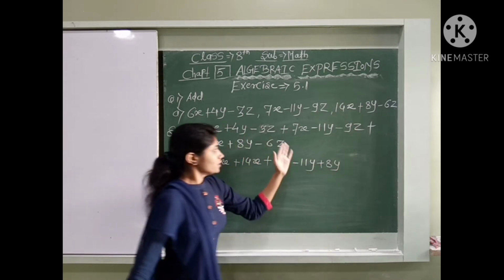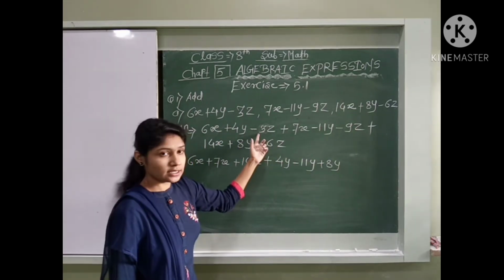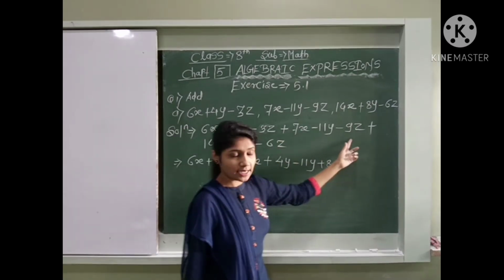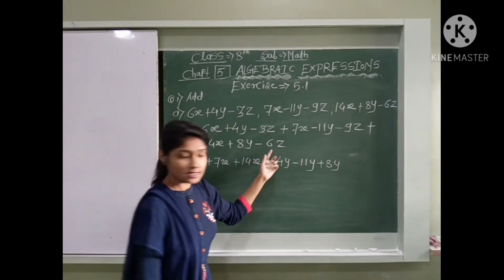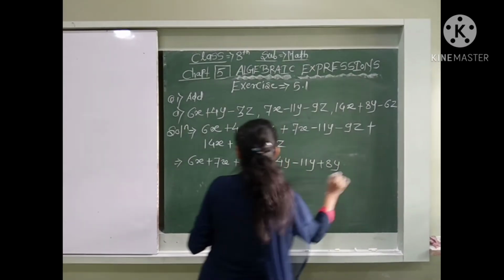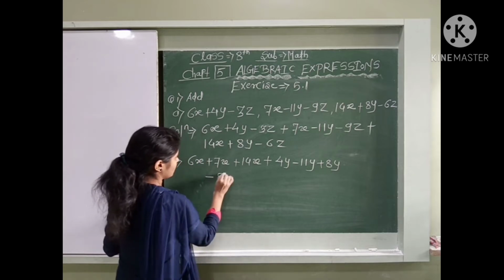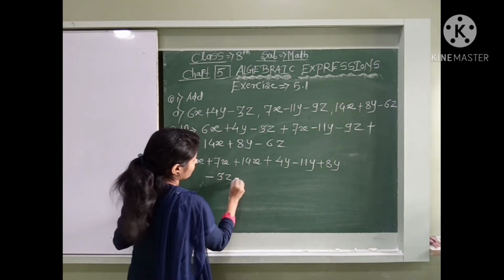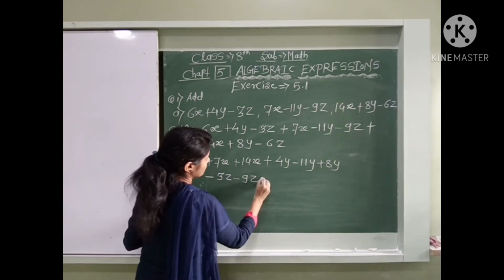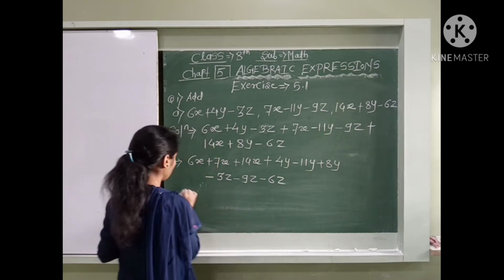Okay. Now last, minus 3z. Minus 3z, minus 9z, same variable term, minus 6z. So I am writing here minus 3z minus 9z and last is minus 6z. Okay. Now we have to solve it.